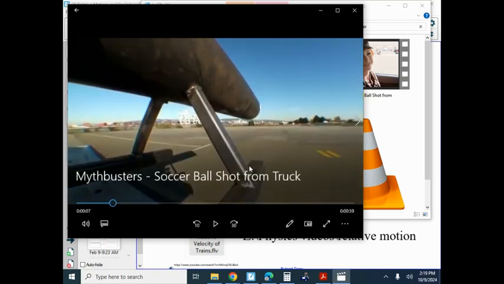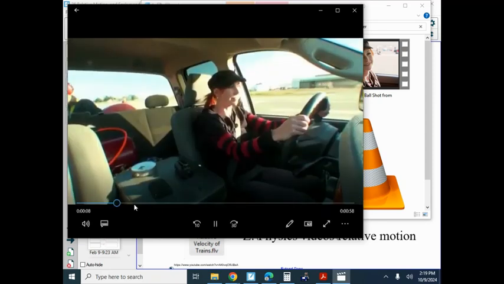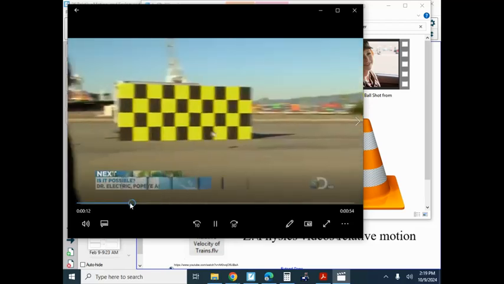So they have a truck moving along at a very specific speed, say it's 20 miles an hour or something, because they're American. And they have this air cannon set up to shoot a soccer ball backwards, the exact opposite direction, at the exact same speed as the truck. And this is what it resulted in. So here we go.